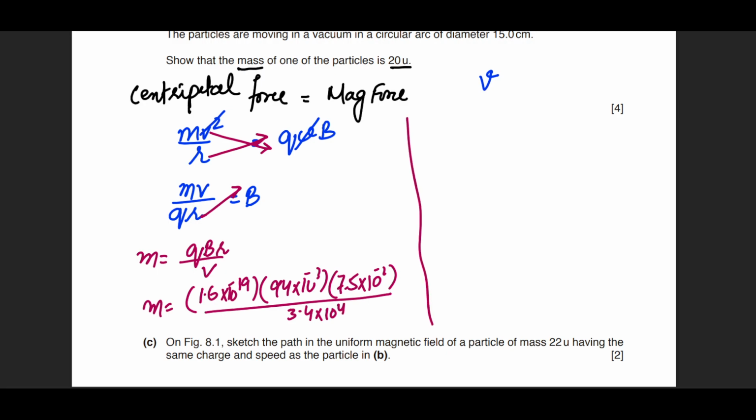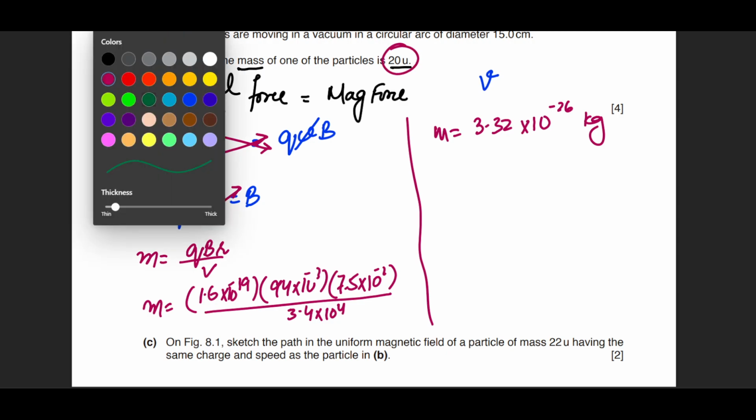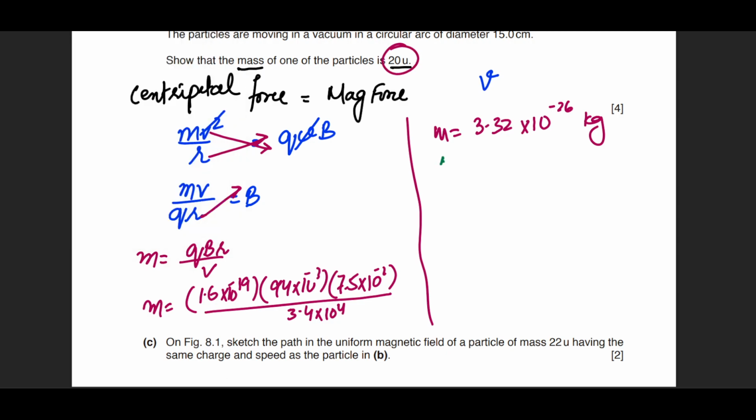Now when you find the mass using this formula, you'll get 3.32 into 10 raised to power minus 26 kg. Now he says that we want to represent this in the form of atomic mass unit, and from nuclear physics we know that 1 atomic mass unit is equal to 1.66 into 10 raised to power minus 27 kg. What does this atomic mass unit mean? It means that either it's a proton or a neutron inside the nucleus, they weigh exactly this much.